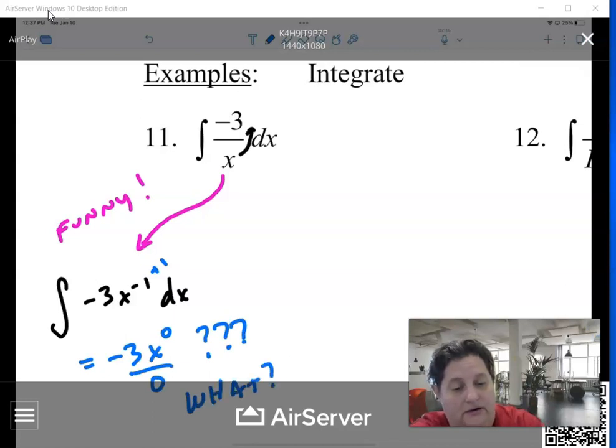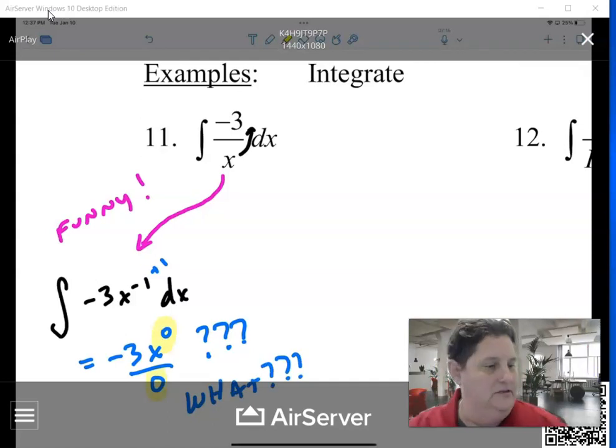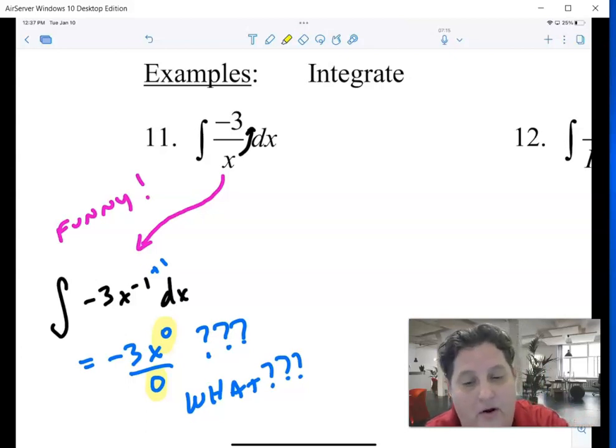What? That makes no sense. And you guys, whenever you do that, and every once in a while I do that, I'm like, wait, what? X is 0 over 0? That makes no sense, okay? It's because, sorry, I got to get rid of that. All right, it's because that's not how I do the integral of 1 over x.